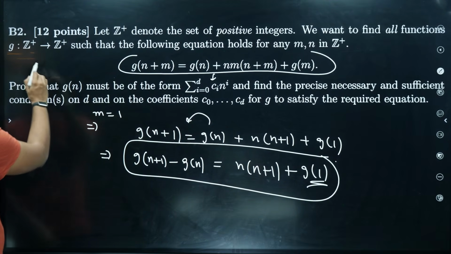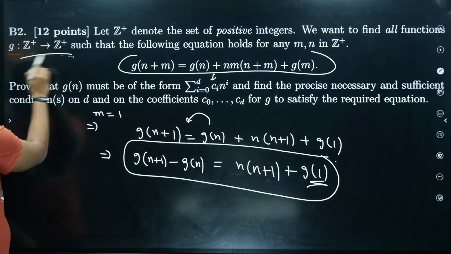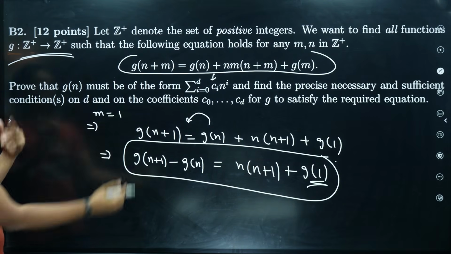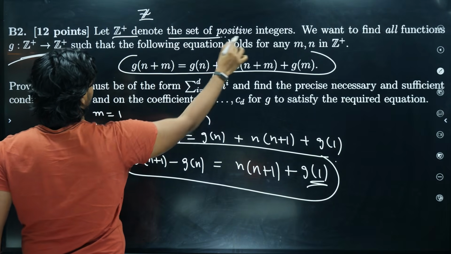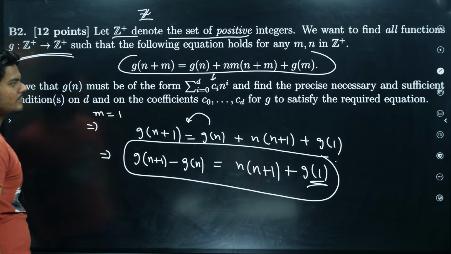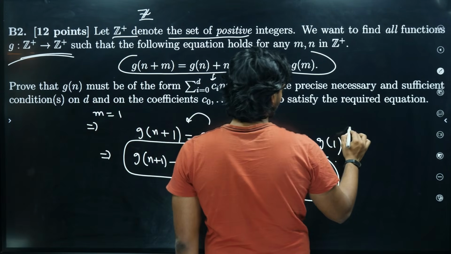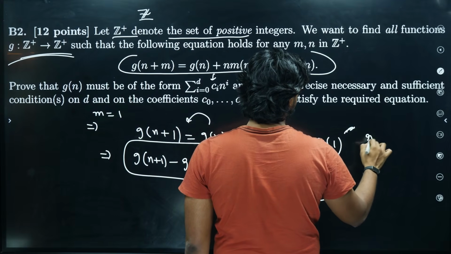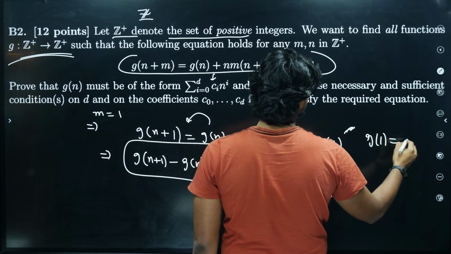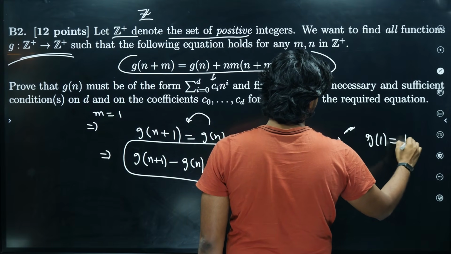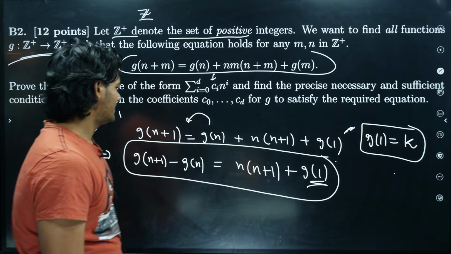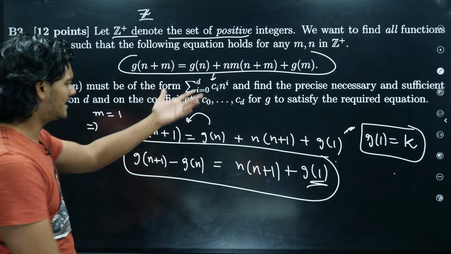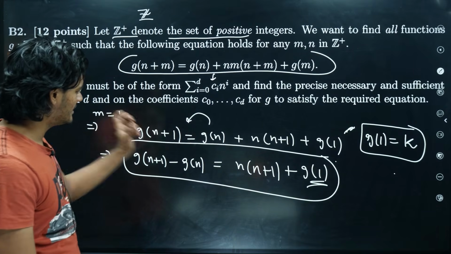g is a function from this to this. Z plus is the set of positive integers, it is written. So let's say g of 1 is equal to some k. It doesn't matter, g of 1 can be anything. So how do I do this?